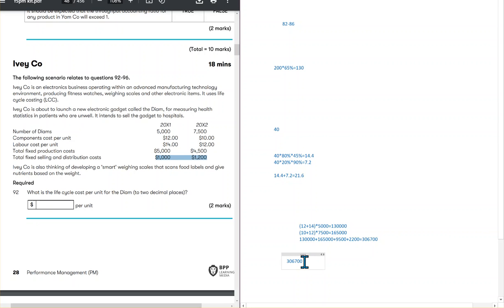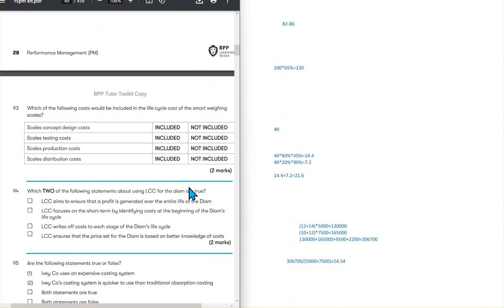306,000 divided by total units produced over entire life, which is 5,000 plus 7,500, will become 24.53. If we round it off, it becomes 54. They said up to 2 decimal places, so you have to round off. It becomes 24.54. Next, which of the following costs would be included in the life cycle cost of smart weighing scales?